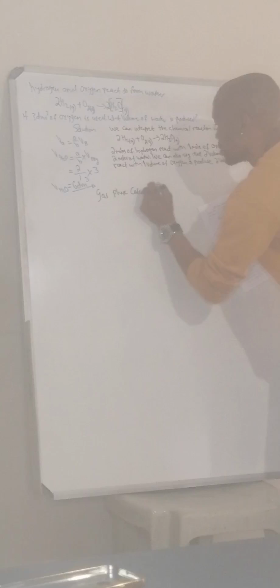You can say 2 moles of hydrogen reacts with 1 mole of oxygen to produce 2 moles of H2O, or you can say 2 volumes of H2 reacts with 1 volume of O2 to produce 2 volumes of H2O. Because of what? Because of this direct proportional relationship between mole and volume. This is something we spoke about yesterday in class. Now, today I wanted to attract your attention to what we call gas phase calculations. This is what I want us to look at.